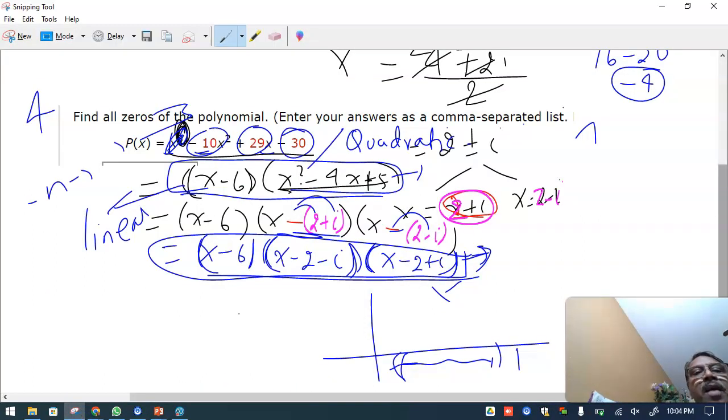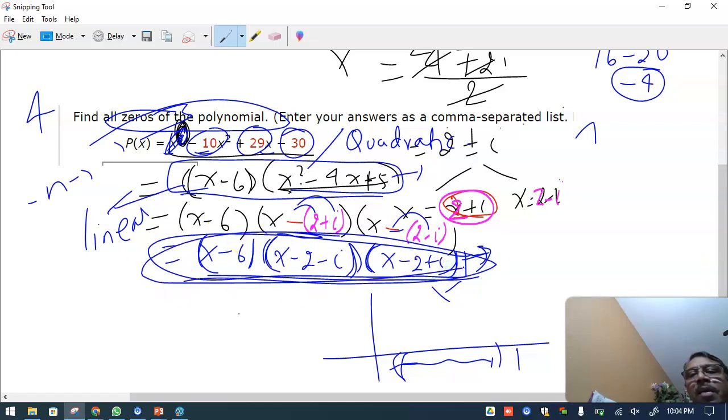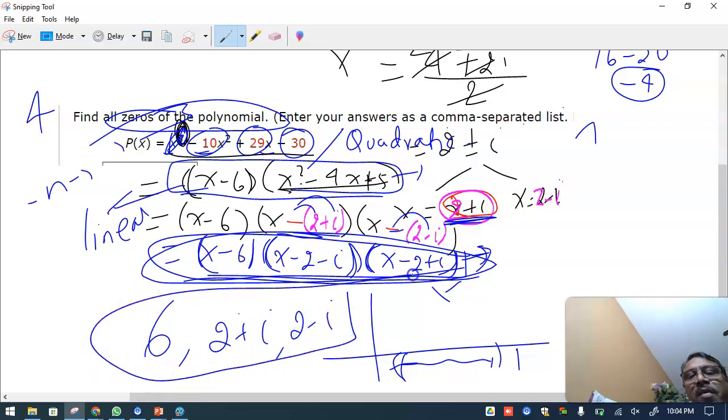Even though they did not ask you, they only asked what the zeros are. So you were supposed to find only the zeros. So there was no question to do this, it was not needed, but I still thought of it. So your answers are 6, and 2 plus i, and the other one is 2 minus i. So in Cengage, make sure you put these things. Okay, let's go on.